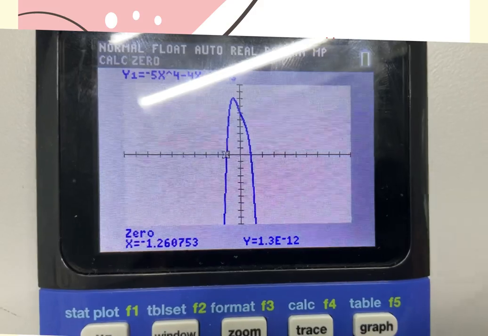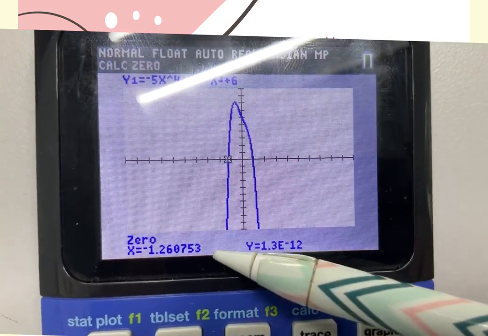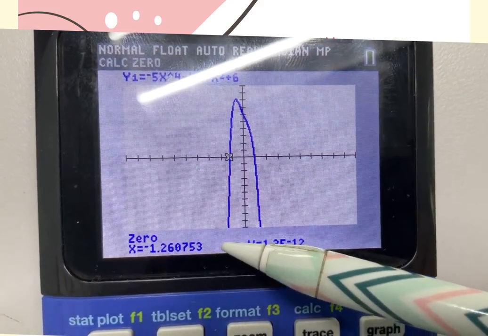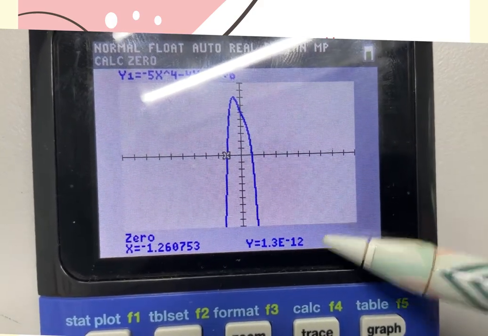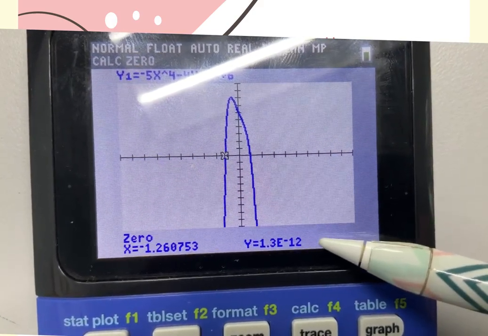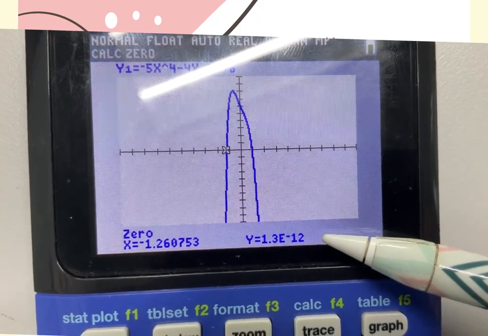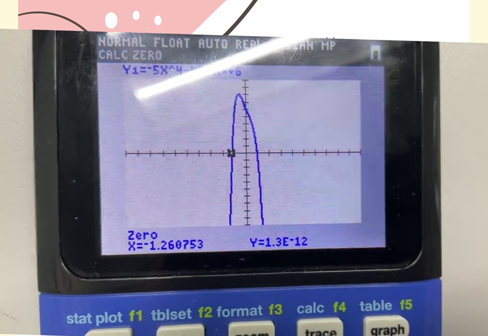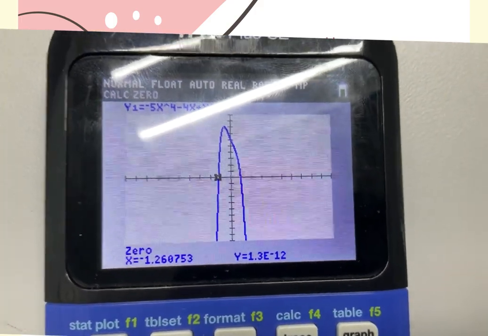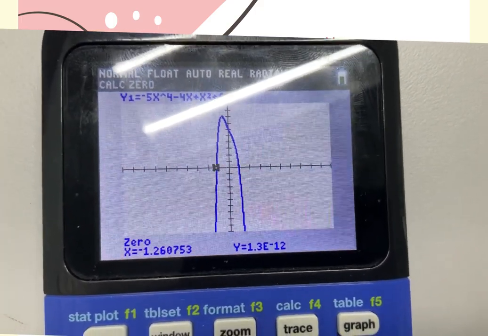Now notice that my x is -1.26. The quiz is going to tell you to round to the nearest tenth. That would be -1.3. This is actually in scientific notation. 1.3 e to the -12 is like 1.3 times 10 to the -12th, which means there are 12 zeros on the front of this sucker, which is why it's pretty much 0, okay?